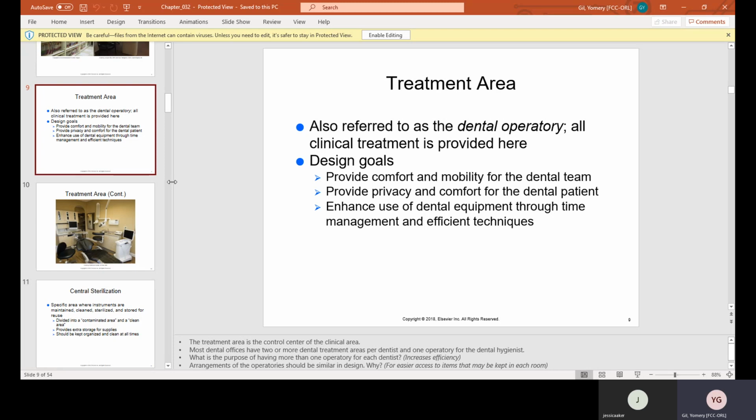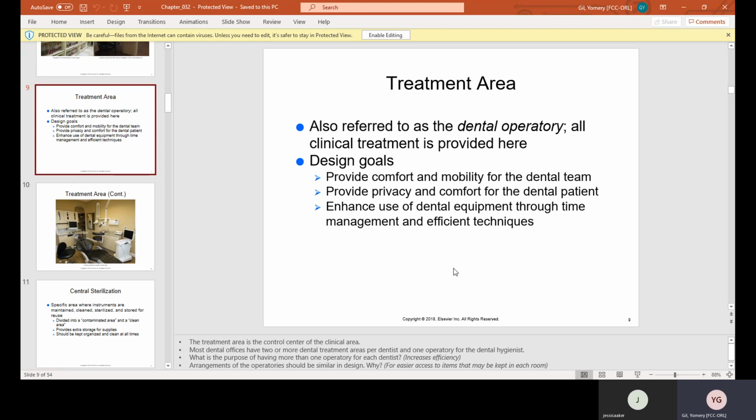So the operatories, or the treatment area, or the patient rooms, however you want to call them, are designed depending on what the doctor has in mind. And obviously it has to be designed so that the doctor and the dental assistant can move with ease. They're not getting caught up in stuff. There's enough space for them to move around if need be. Also for the privacy and comfort of the dental patients.